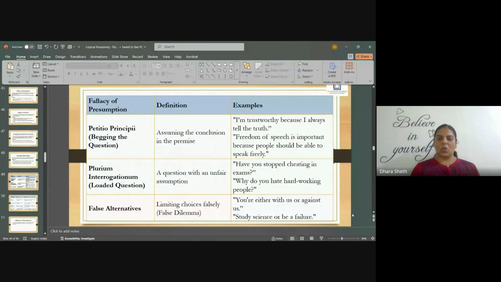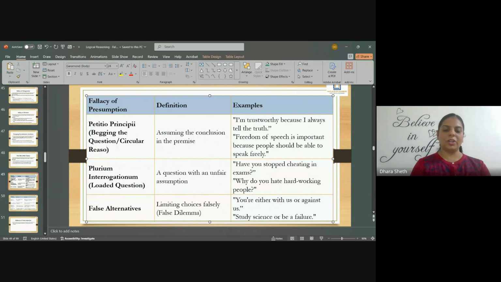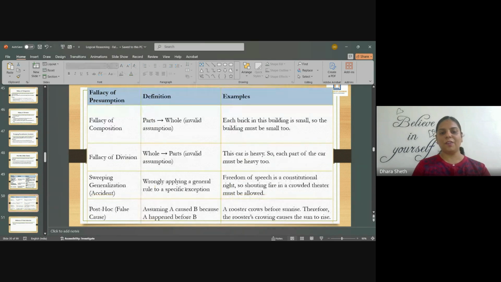Begging the question or circular reasoning. Circular reasoning is also a term used. Loaded question, complex question, false dilemma. Please take screenshots. Next one, this. Fallacy of composition, fallacy of division, sweeping generalization, and post hoc. Please take a screenshot.